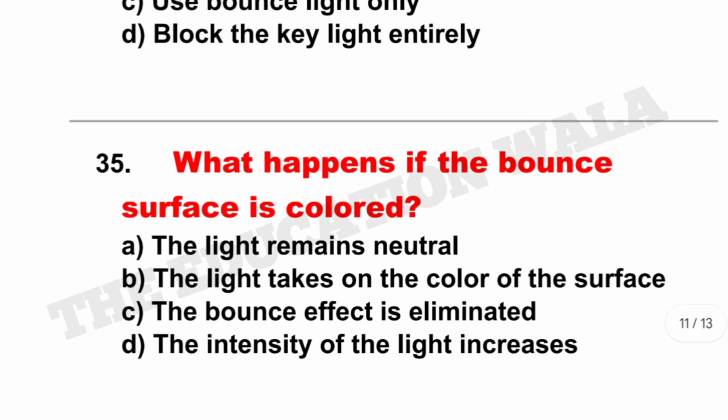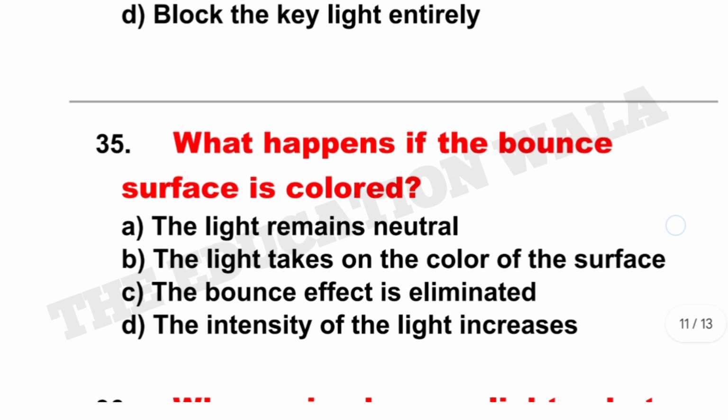Question number 35. What happens if the bounce surface is colored? Option A, the light remains neutral. Option B, the light takes on the color of the surface. Option C, the bounce effect is eliminated. Option D, the intensity of the light increases. The right answer is the light takes on the color of the surface.